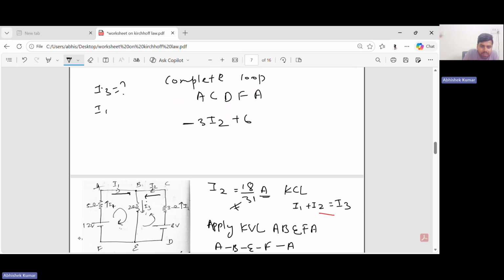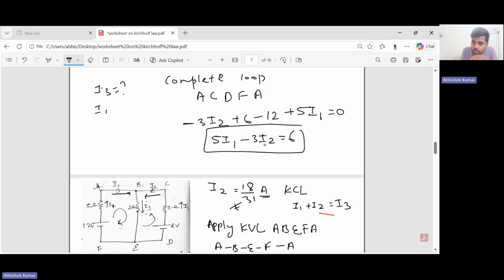This part here, nothing. Here it is there. How much? Minus 2. Observe how much part is there: the plus 5I1 and outs is equal to 0. So from here, if you solve, what will you get? 5I1, I'm writing in a proper way. 5I1 minus 3I2 is equal to 6 minus 2. How much will come? Minus 6. The minus 6 will go this side. How much will come? Plus 6. So you got this value: 5I1 minus 3I2 is equal to 6.